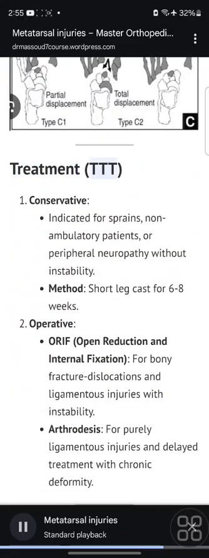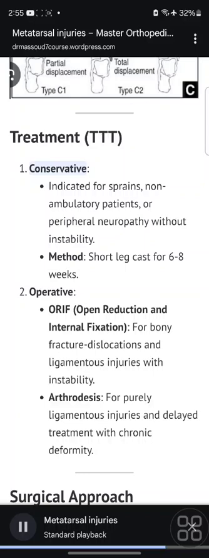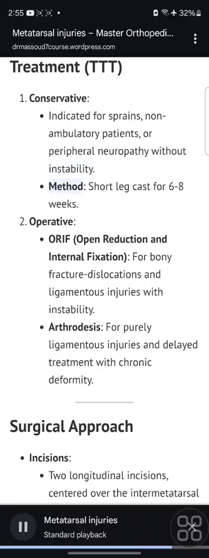Treatment, TTT. 1. Conservative. Indicated for sprains, non-ambulatory patients, or peripheral neuropathy without instability. Method. Short leg cast for 6 to 8 weeks.